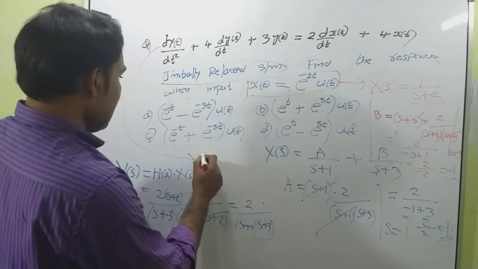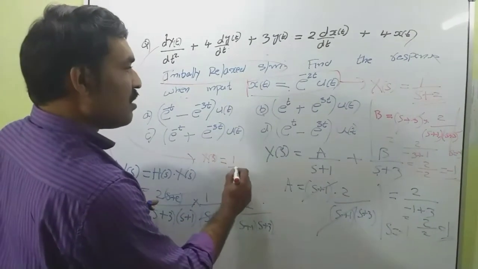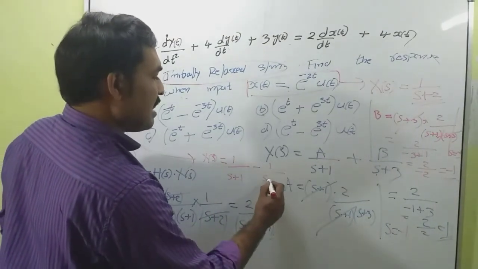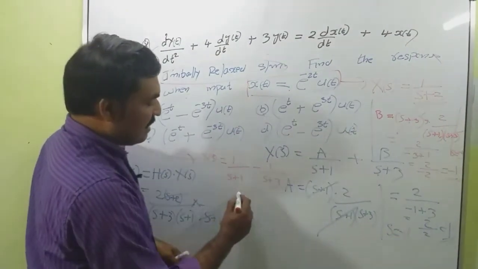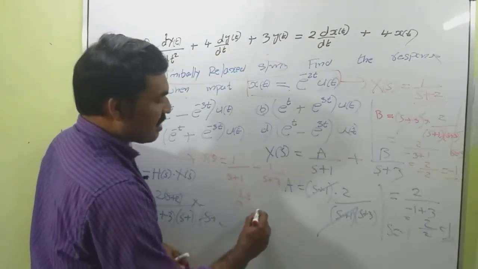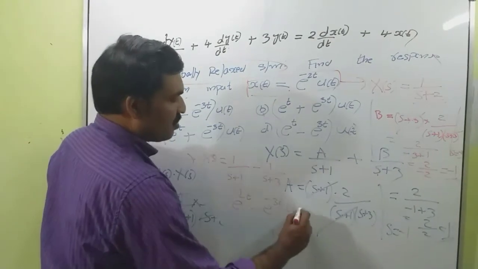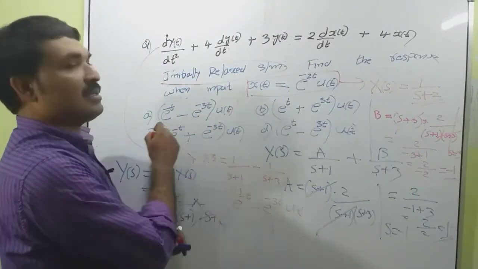So we can write Y(s) equal to, A is 1, 1 by (s + 1) minus 1 divided by (s + 3). Take the inverse Laplace transform. We get (e^(-t) - e^(-3t)) into u(t). So A is the correct answer.